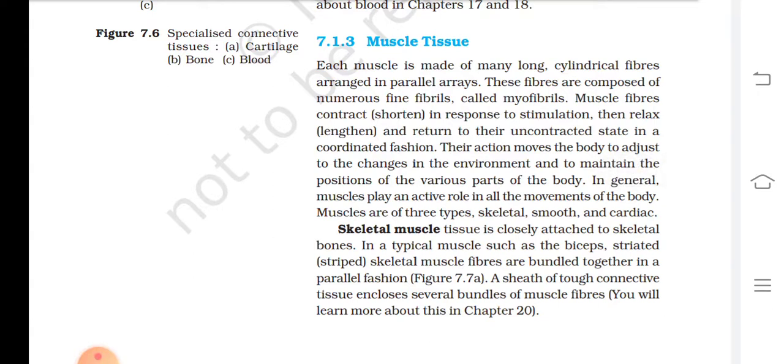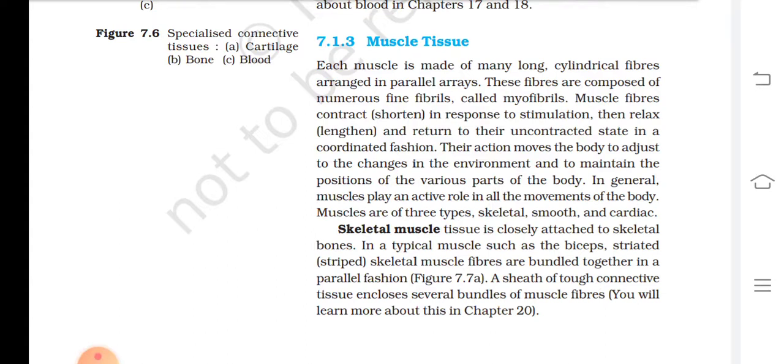7.13 Muscle tissue. Each muscle is made of many long cylindrical fibers arranged in parallel arrays. These fibers are composed of numerous fine fibrils called myofibrils. Muscle fibers contract, shorten in response to stimulation, then relax, lengthen, and return to their uncontracted state in a coordinated fashion. Their action moves the body to adjust to the changes in the environment and to maintain the position of the various parts of the body. In general, muscles play an active role in all the movement of the body. Muscles are of three types: skeletal, smooth, and cardiac.